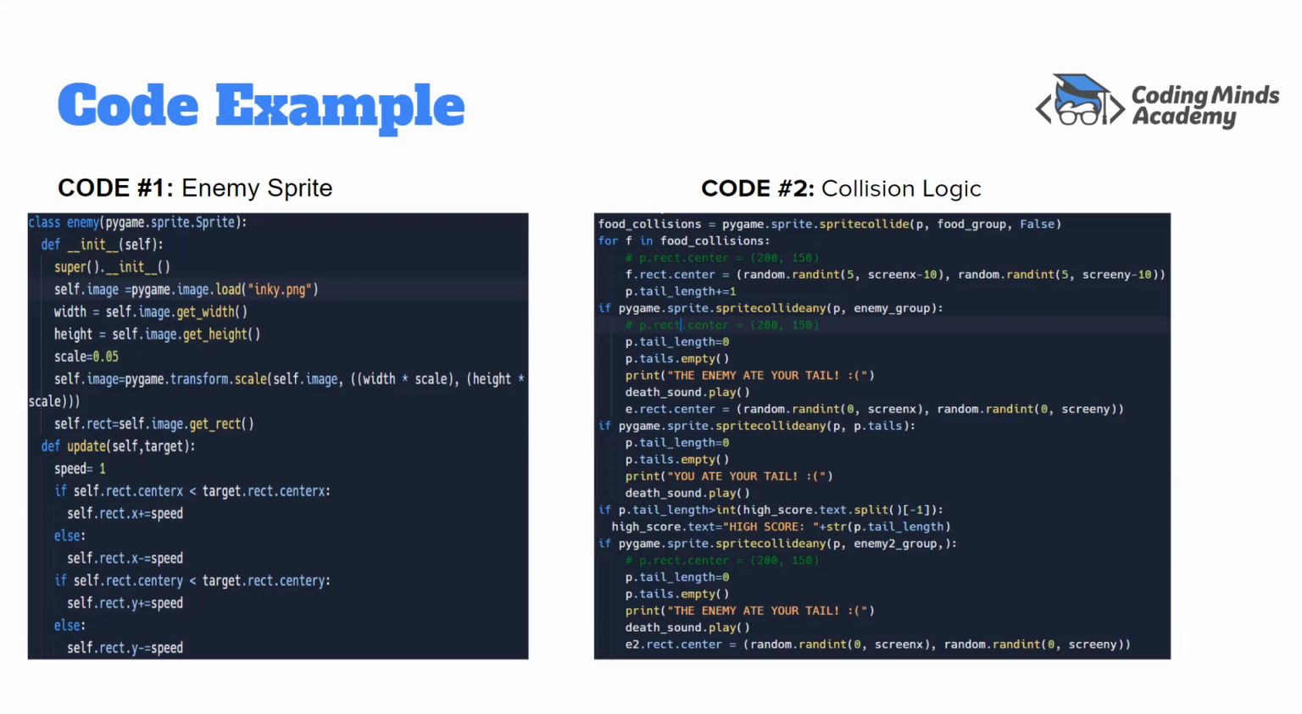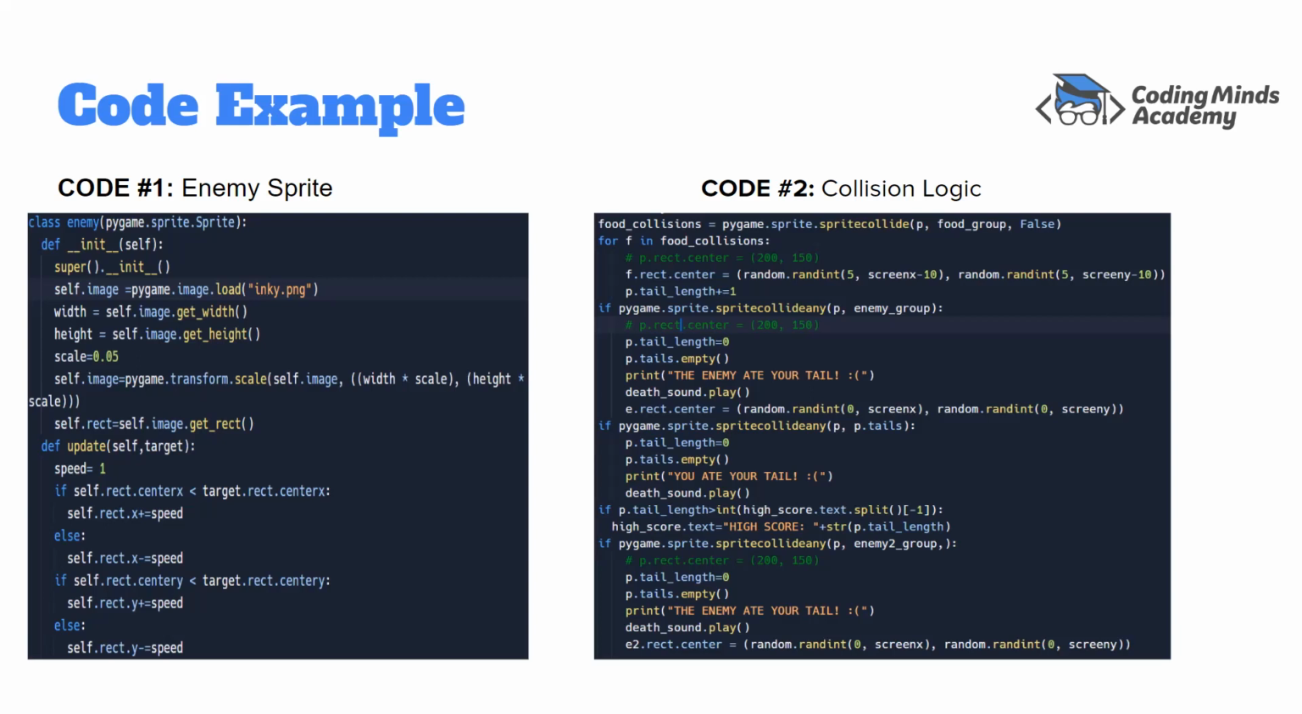Code 2, collision logic. So this detects what the player touches. If the player touches food, the food teleports to a random position, and the player's tail length increases by 1. If the player touches the enemy, the player's tail length becomes 0, and the code says the enemy ate your tail in the output, and that sound plays.